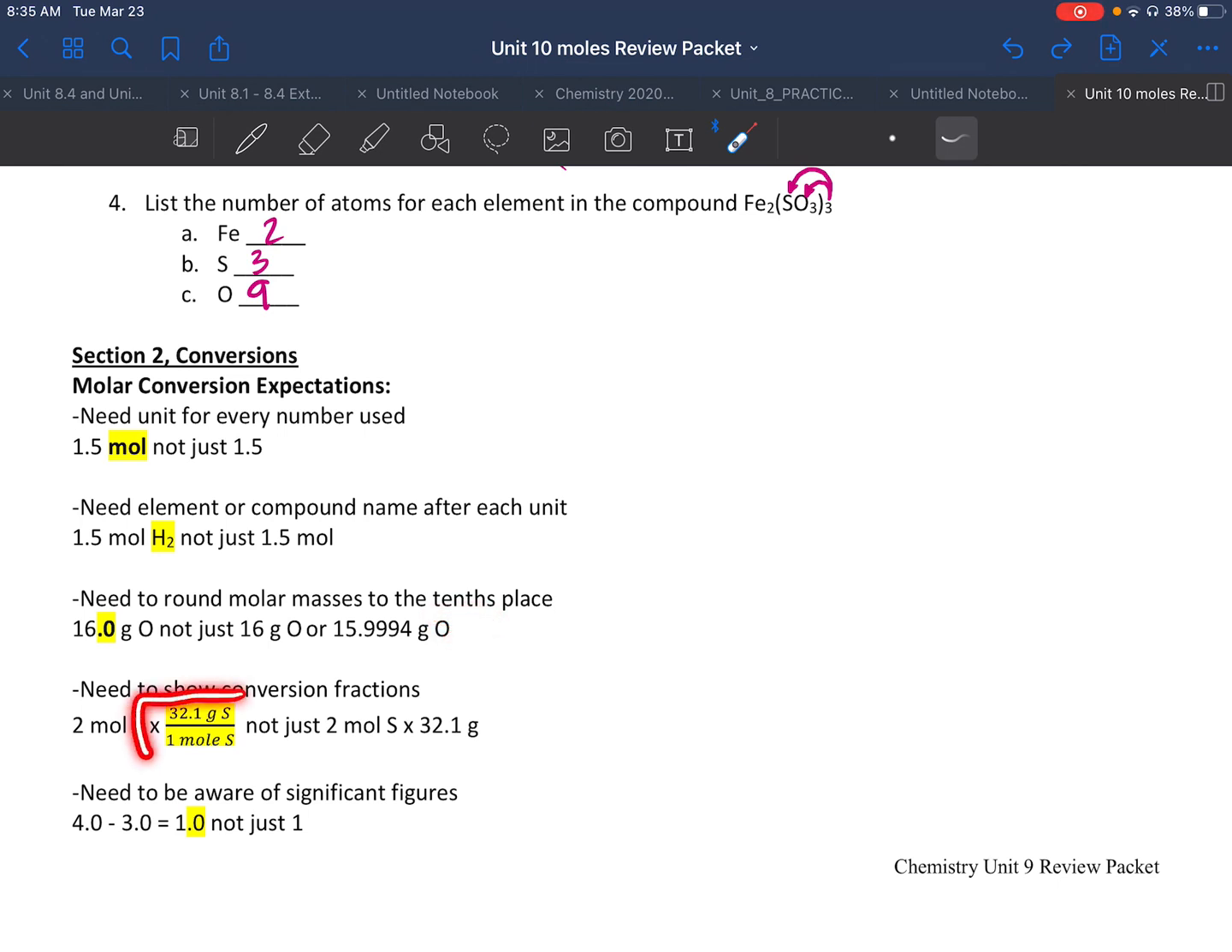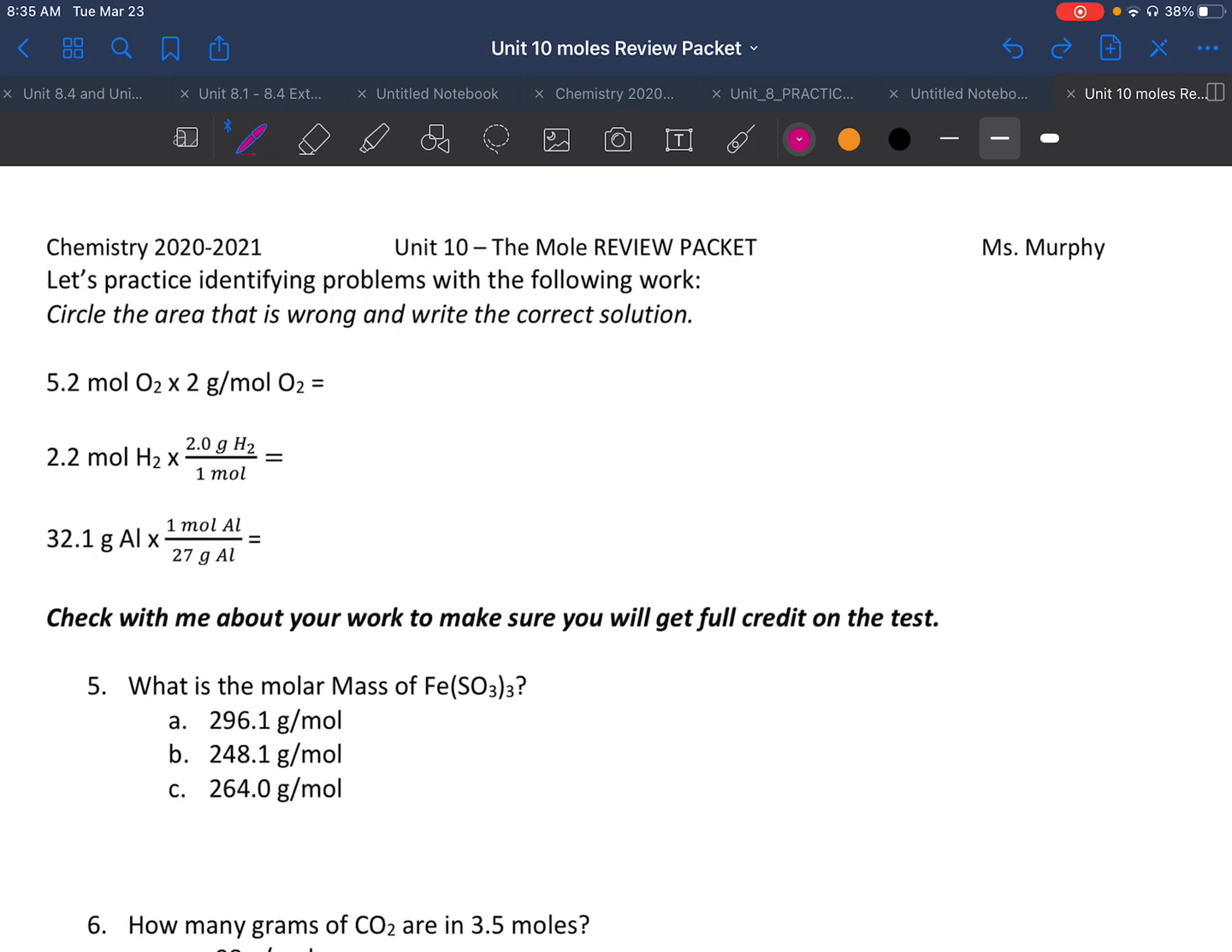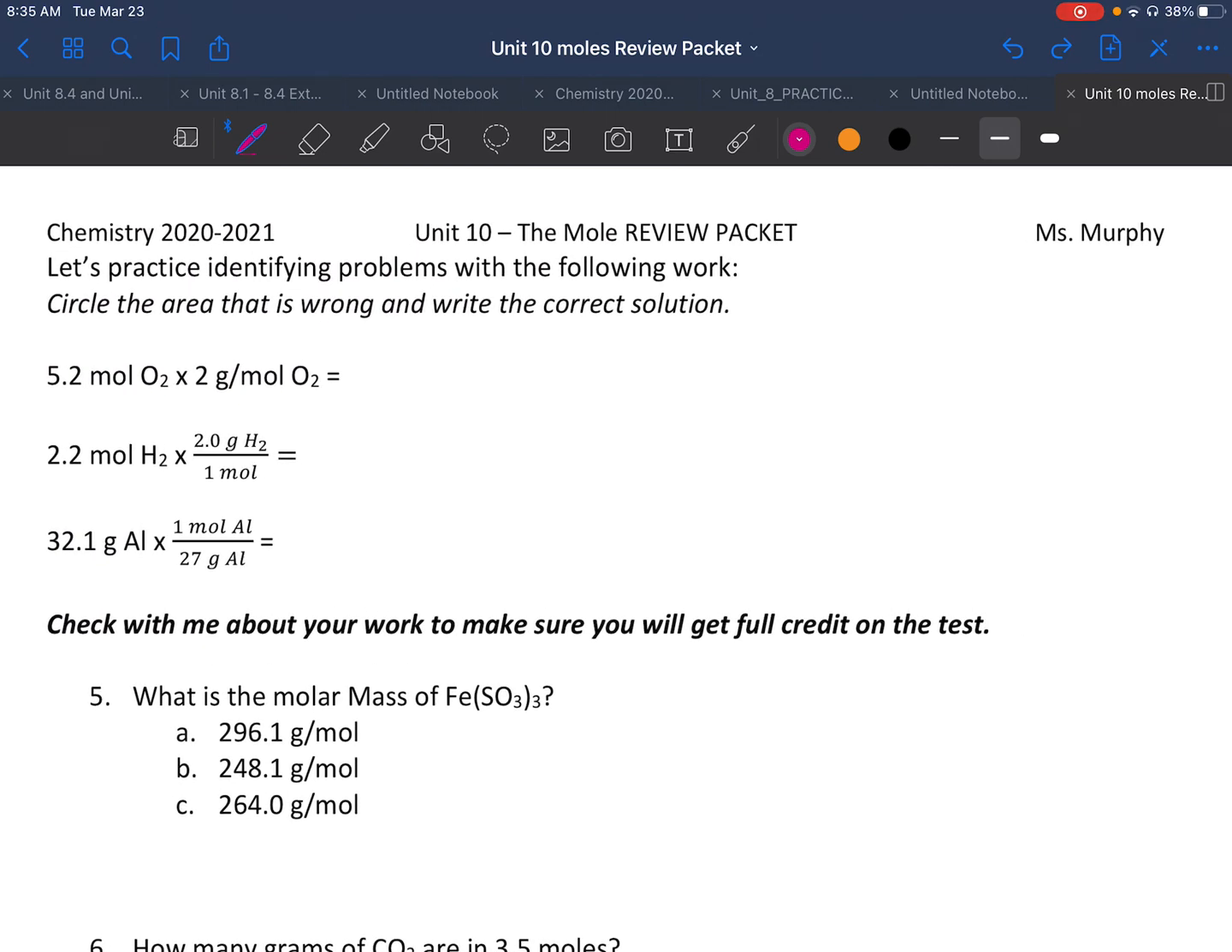And then I need to see your conversion fractions. I do not want to see just a straight line. I need to see a numerator and a denominator when you're using these. And just be aware of sig figs. Okay. These I just wanted you to figure out what was wrong. This first one, there's a couple things that I would have taken points off. The largest one is the fact that this is not written as a conversion factor. And 2, there is no type of element or compound listed here.